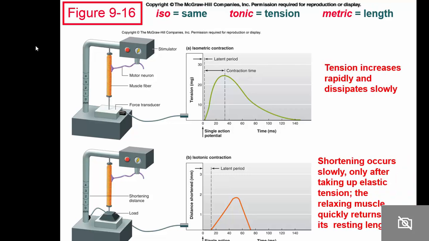Okay, so some of the terms here. Iso, remember, means the same. Tonic means the same tension. In this case, the amount of force that's being applied is the same. So tension and force mean the same thing, and metric is the length. So this is an isotonic contraction, right?